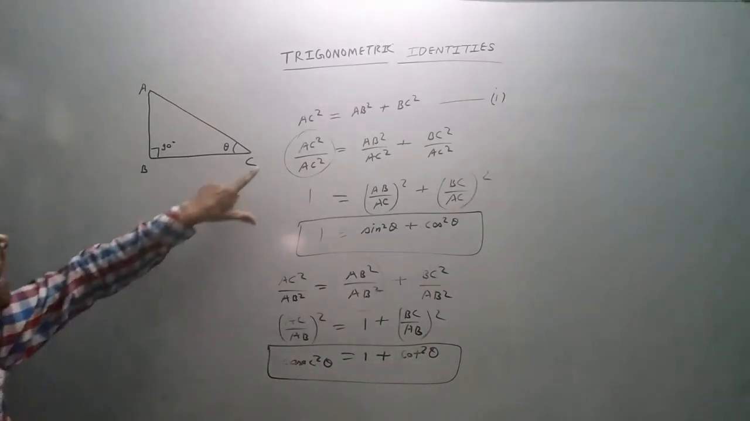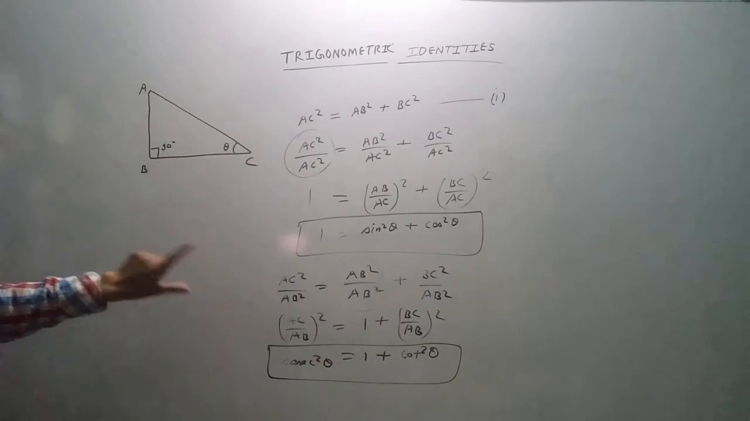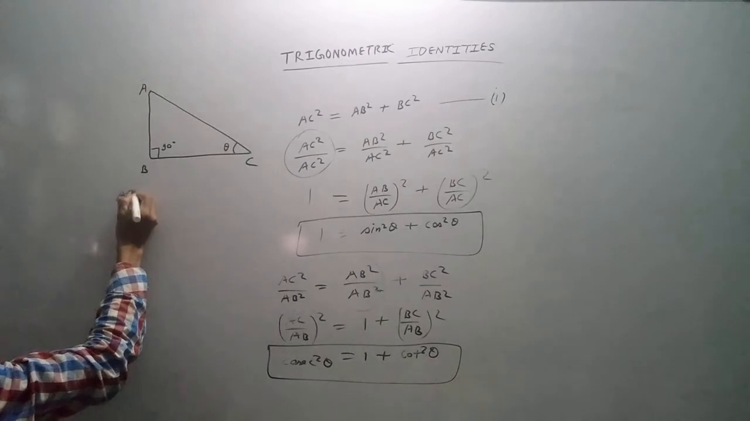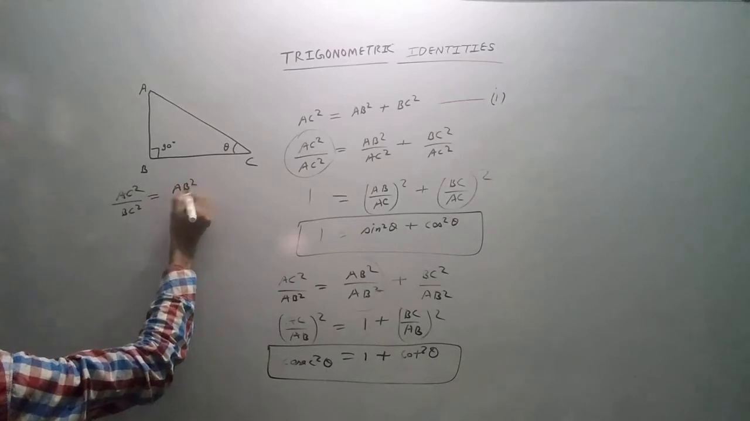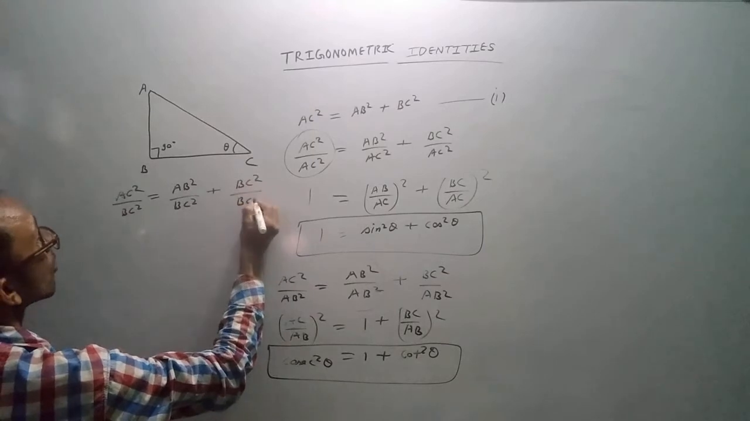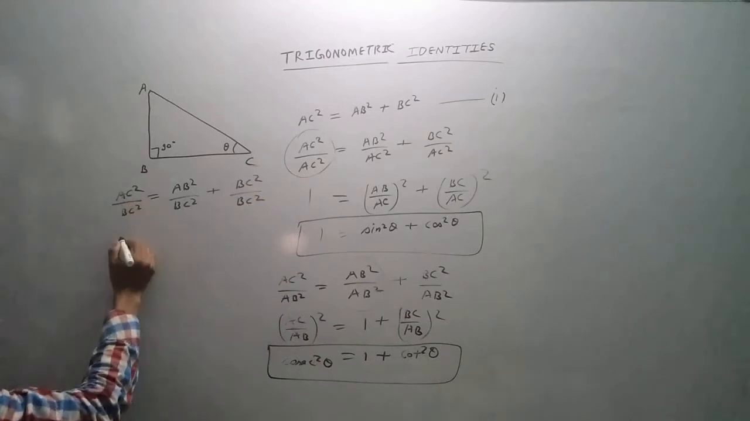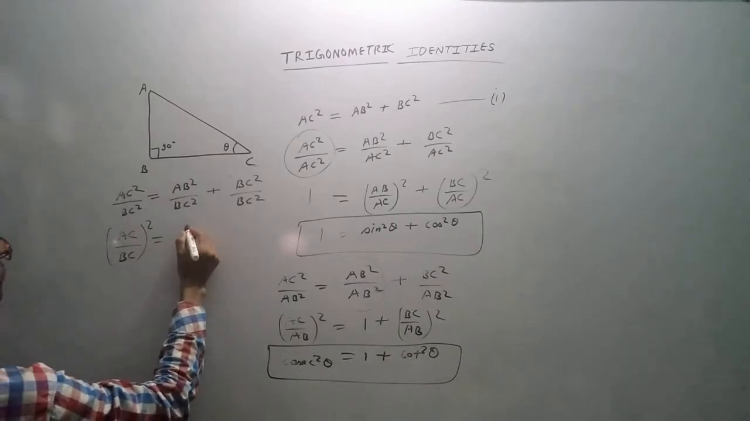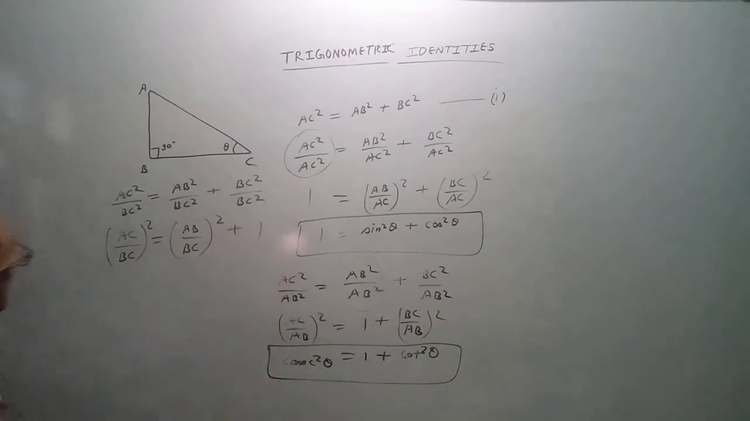Now, if we divide equation first by BC square instead of AC square or AB square, then equation first would be AC square upon BC square is equal to AB square upon BC square plus BC square upon BC square. This would become 1, right? AC upon BC whole square is equal to AB upon BC whole square plus 1, right?